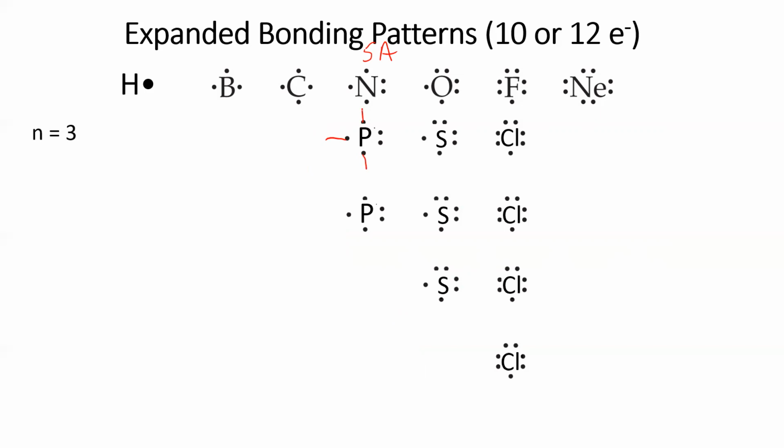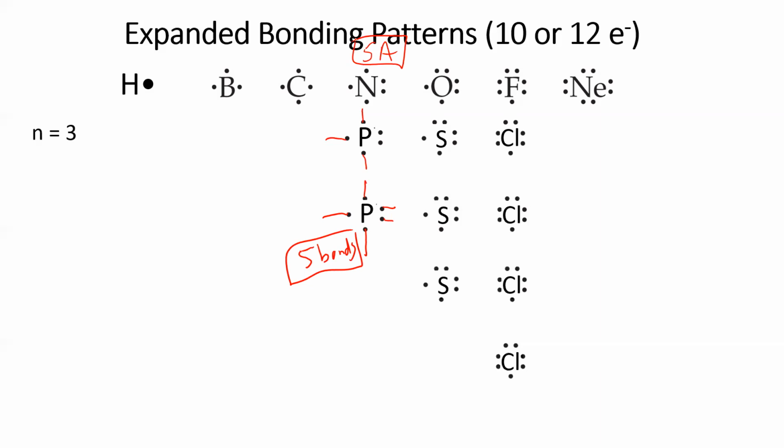But because phosphorus is in the third energy level, we can actually expand the octet. And in some cases, you'll actually see 5 bonds, which makes sense because this is group 5A.